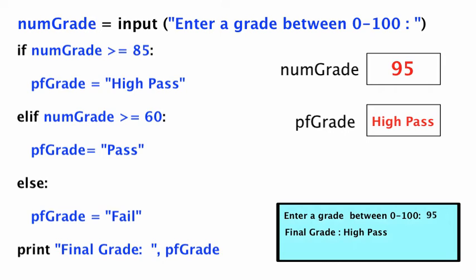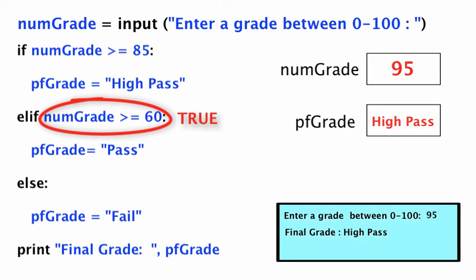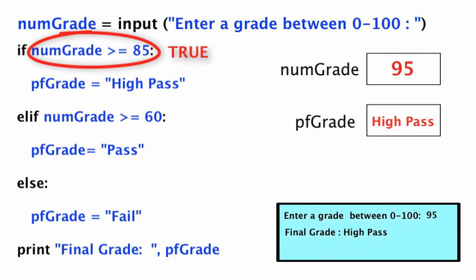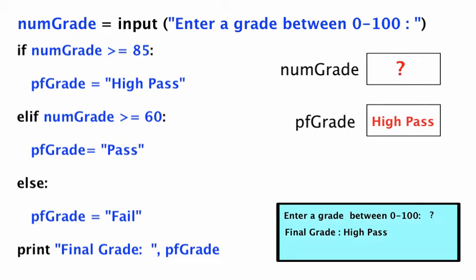Notice, however, that the second condition, numGrade >= 60, is also true, since 95 is in fact greater than or equal to 60. However, the code works correctly because the true evaluation of the first condition ensured that the second test was never reached, and therefore its code segment was never executed. As a good exercise to make sure you understand the code, trace it with values in numGrade that would result in a final grade of either pass or fail.